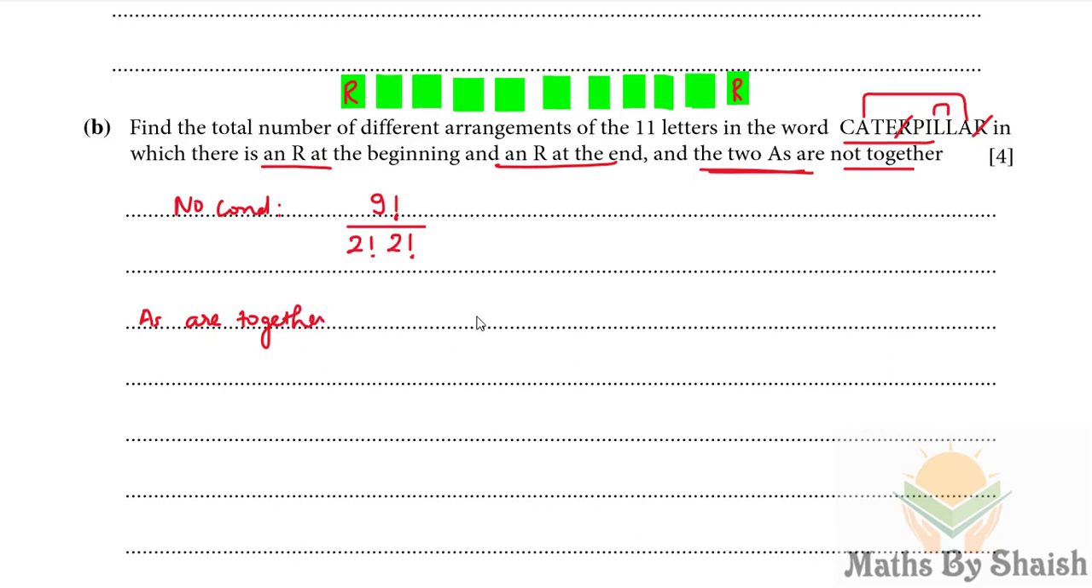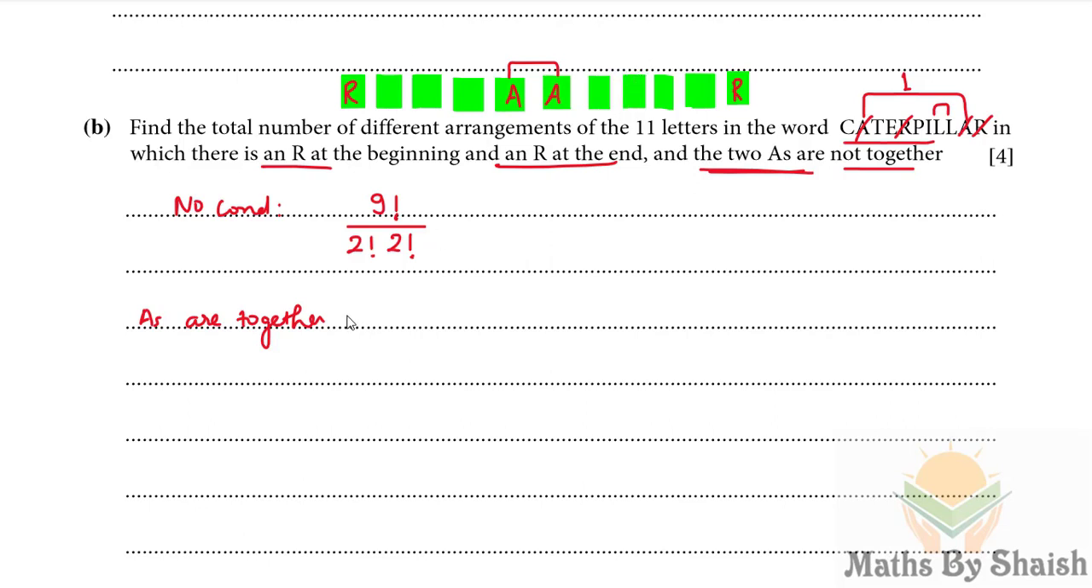So if A's are together, let's say both A's are coming together. In this case, we can take them as one unit. If we take them as one unit, then these 2 are also gone. We will take it as 1. So there are going to be only 8 letters to be arranged.